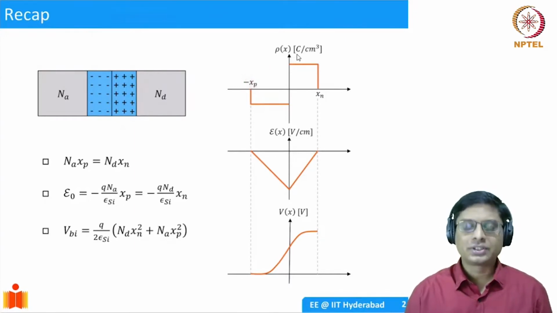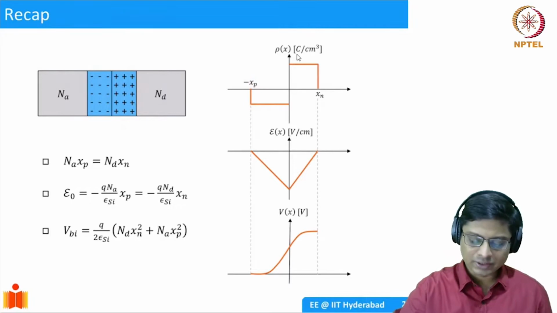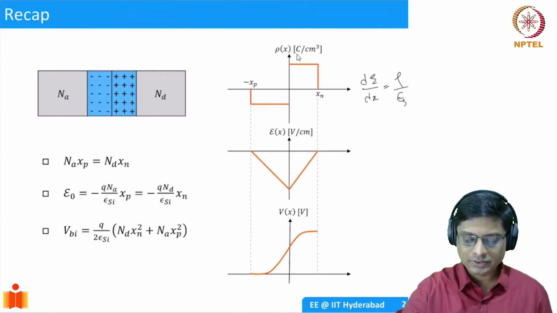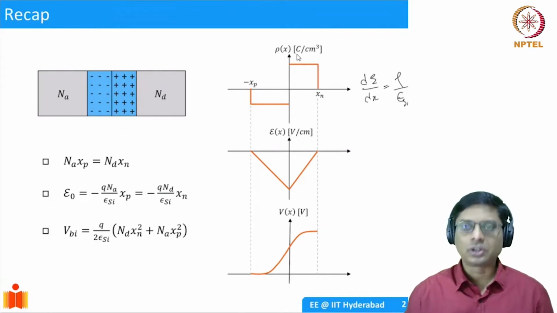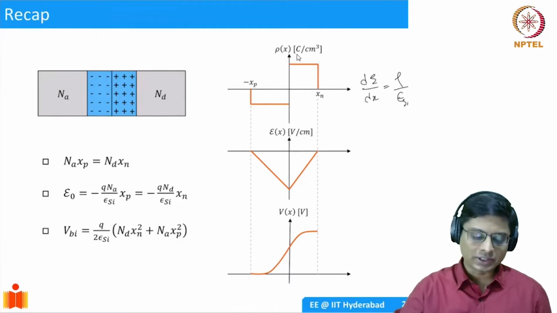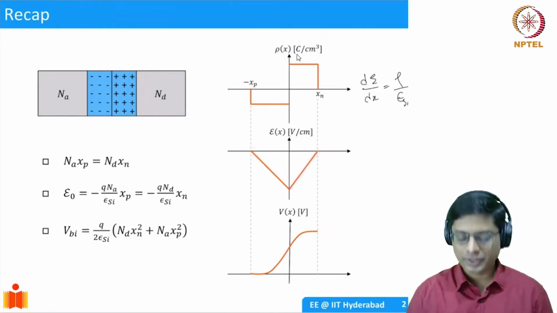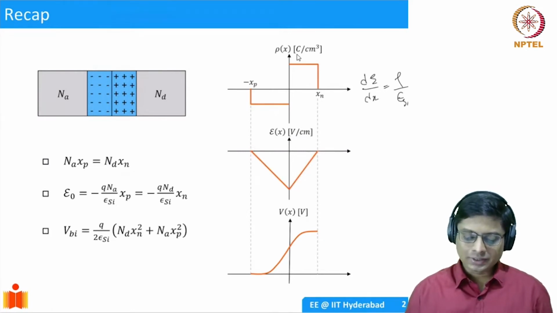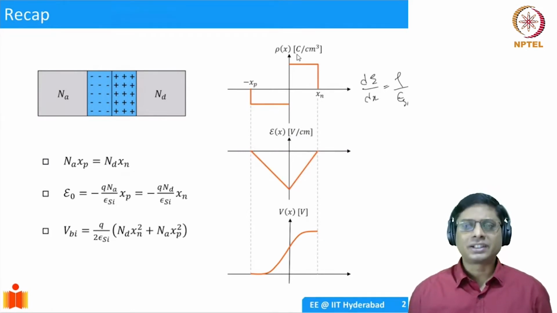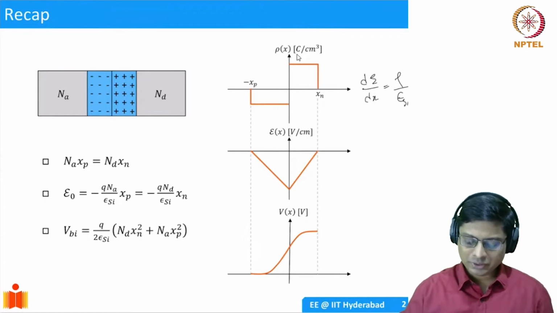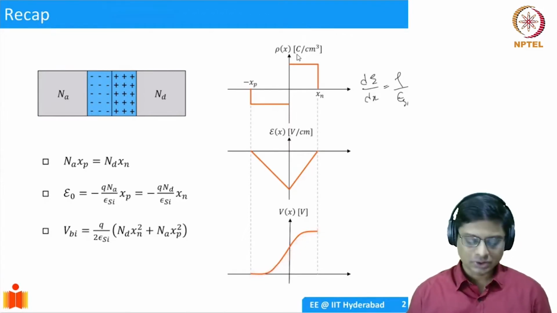So based on that charge, we applied Gauss's law. We said dE/dx is equal to rho by epsilon silicon, and then we solved for it. We said that the electric field has to be a linear function, and then we presented various arguments and finally concluded that the electric field has to be in the negative direction and it has to show a triangular profile like this, all right? And the potential is simply the integral of the electric field. So from that we showed that the potential should be a quadratic form, all right?